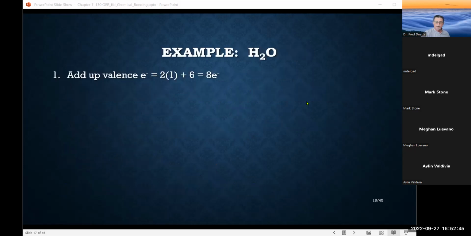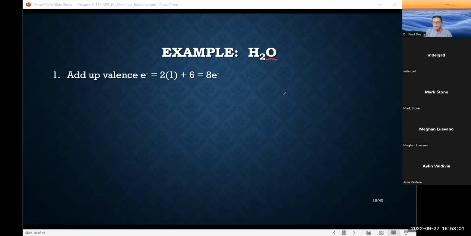It's probably easier just to do an example. All right, so here we have H2O, water, okay? And so oxygen is our central atom. So the first thing we do is we tally up all the atoms.